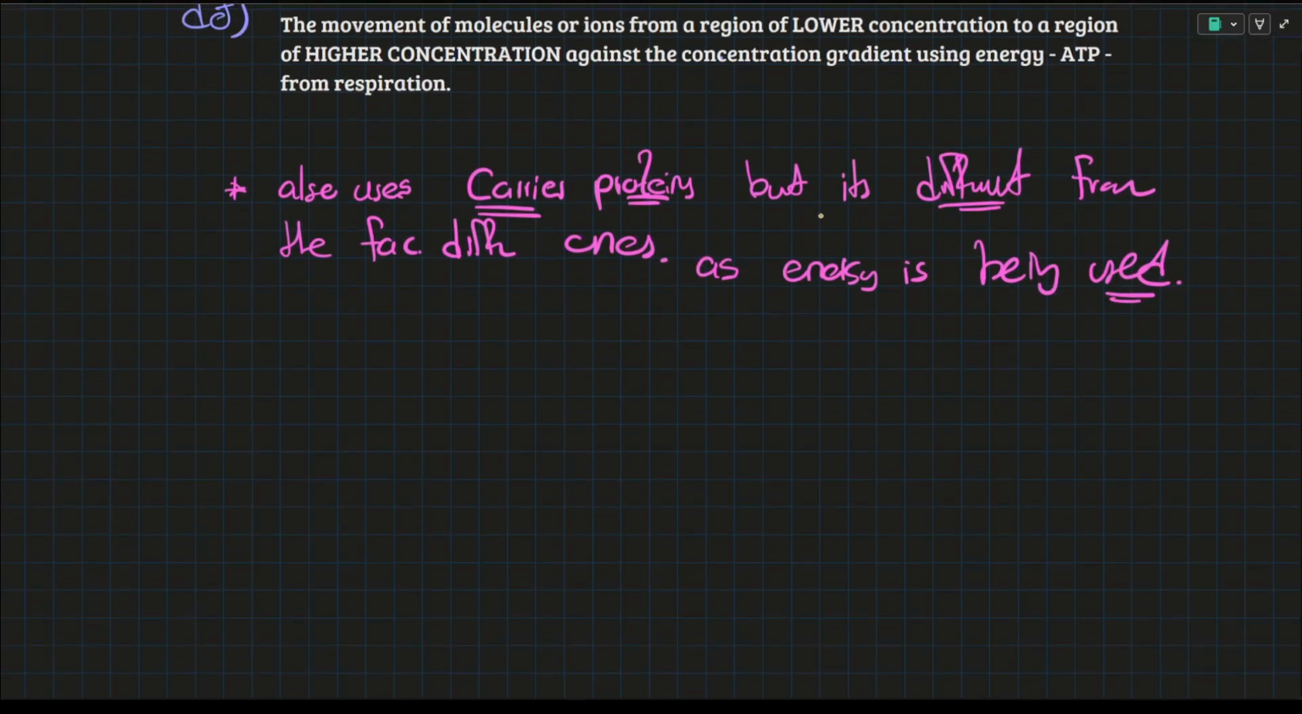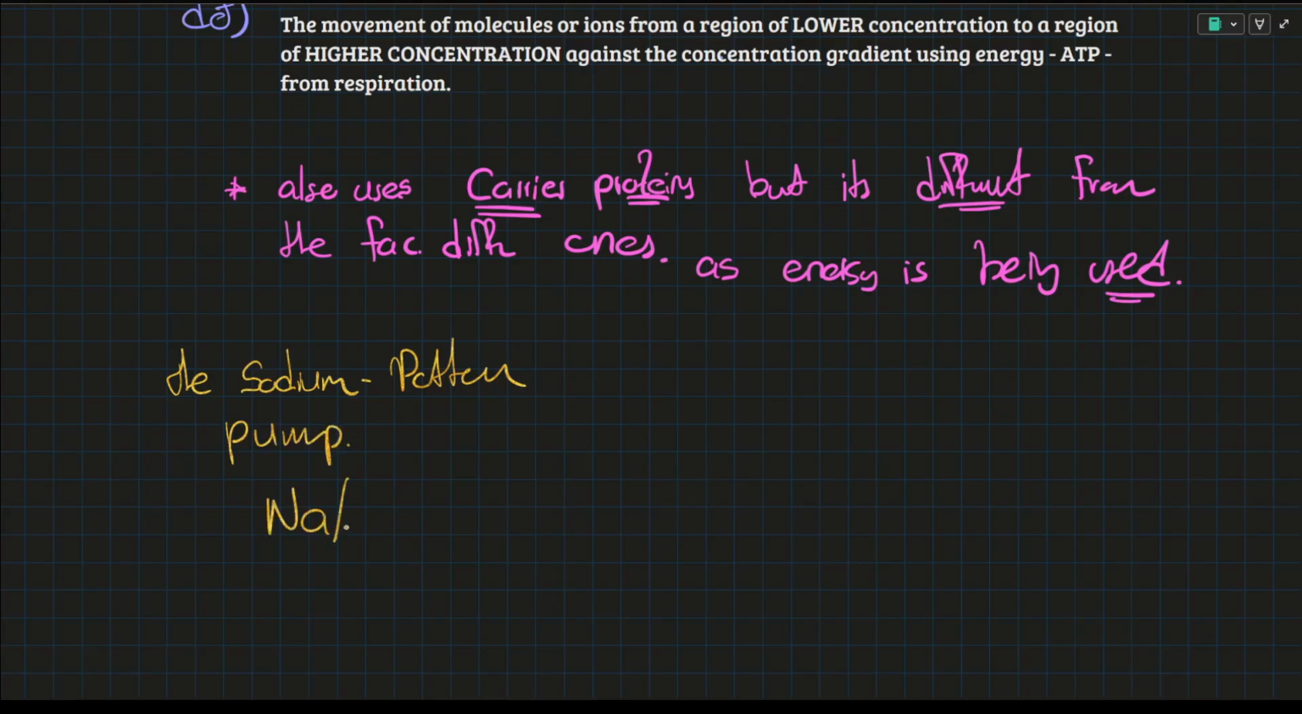One of the best examples of active transport, one of the best examples for active transporter molecules that I can give you, and this is going to be a very common thing occurring throughout biology, is the sodium potassium pump, typically shortly written as NaK pump, Na+ K+ pump.